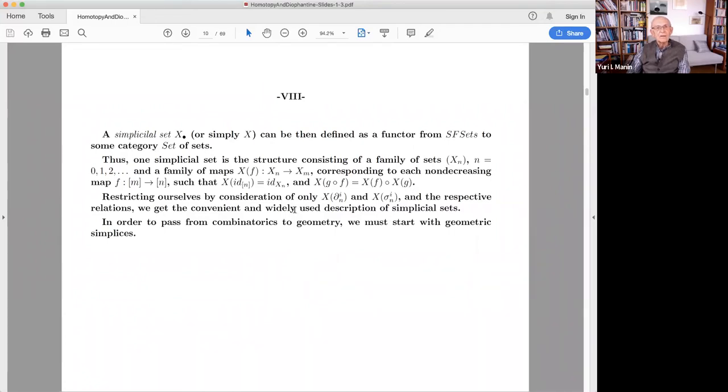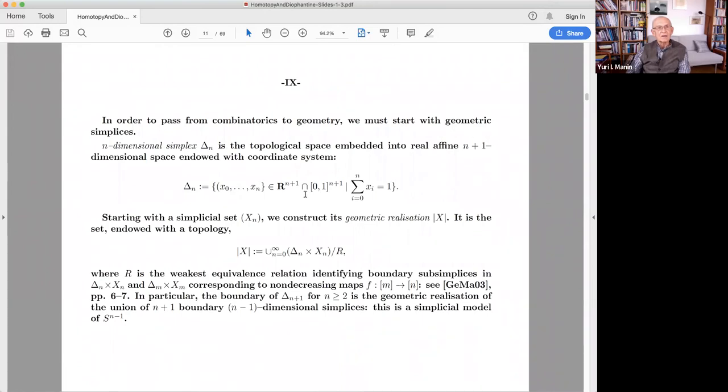So if we consider only the i-th boundary maps and i-th degeneration maps and the respective relations, we get a quite convenient and widely used description of simplicial sets. And so this is the bridge. And how do we pass through this bridge from combinatorics to geometry?